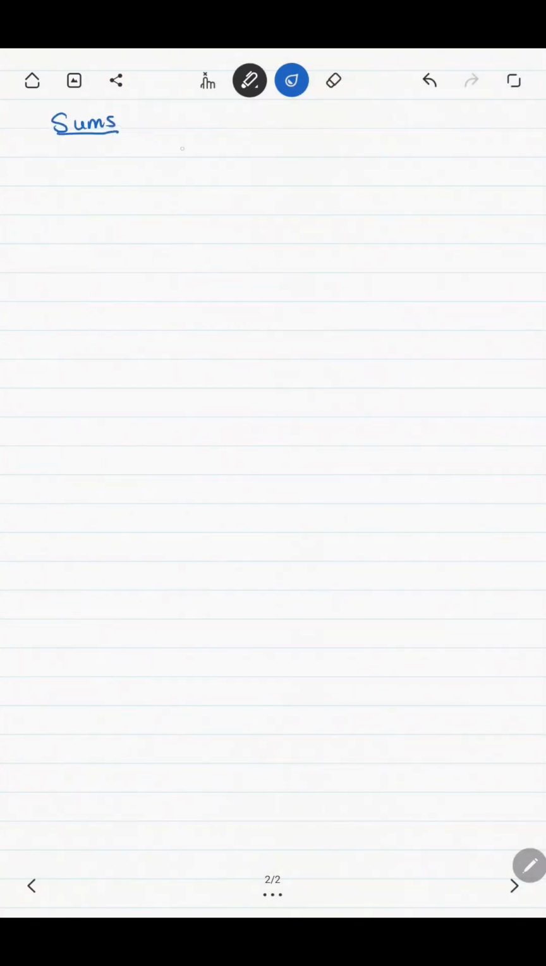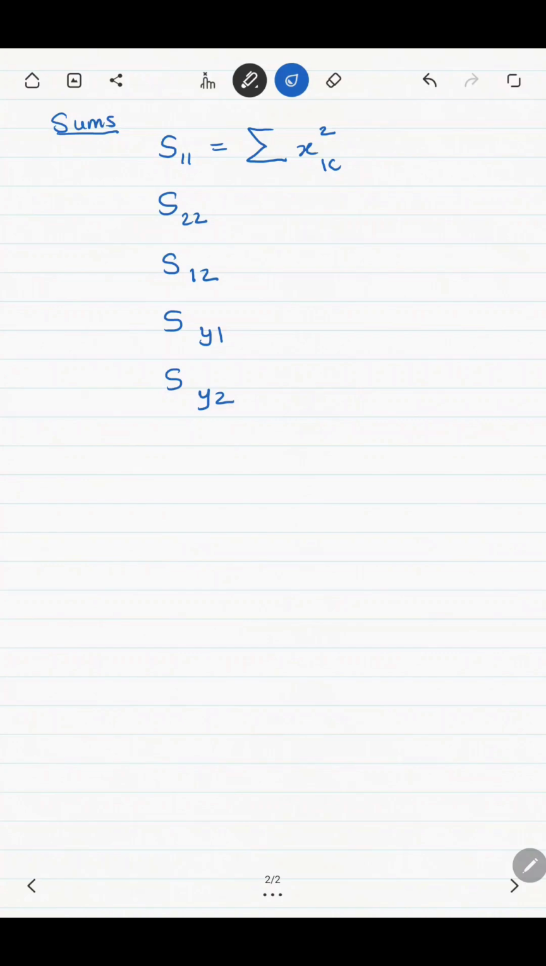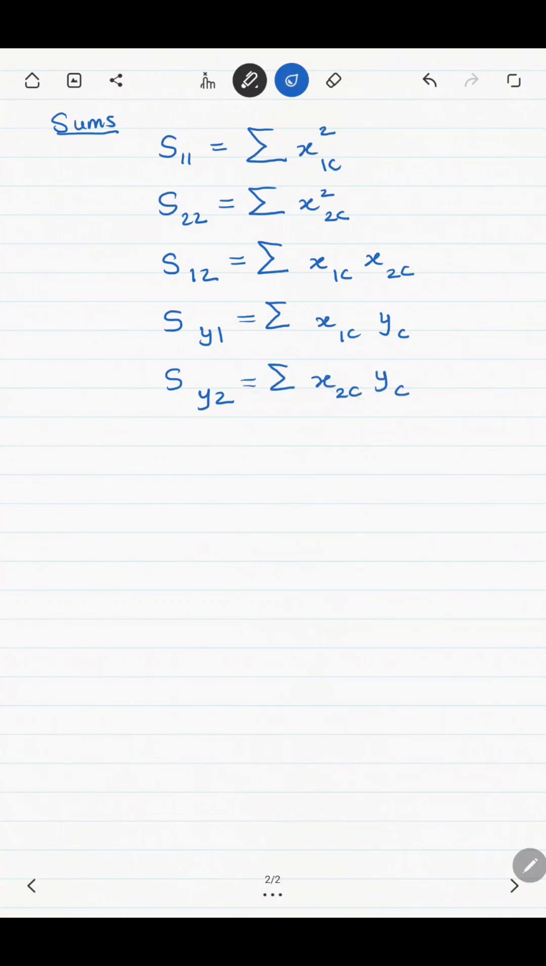Now let's compute these sums. We'll call them S11, S22, S12, SY1, and SY2. So S11 is equal to summation x1c squared, and S22 is summation x2c squared. S12 is summation x1c multiplied by x2c, and SY1 is summation x1c multiplied by yc, and SY2 is summation x2c multiplied by yc. The denominator of all of them will be, let's say, d, which is equal to S11 S22 minus S12 squared.